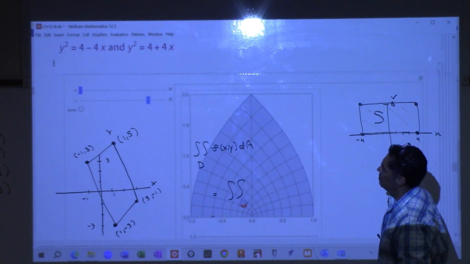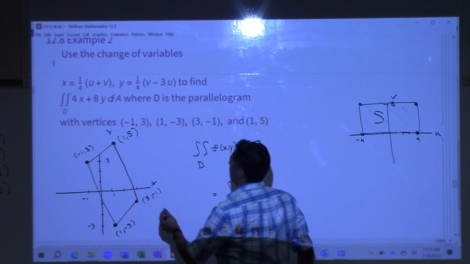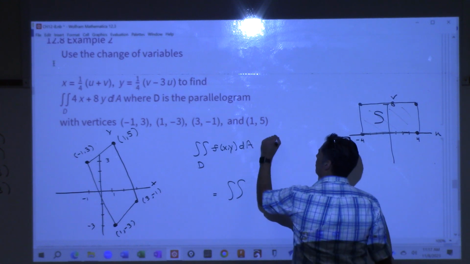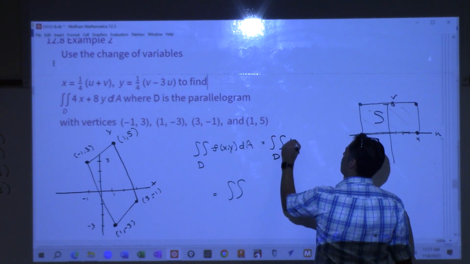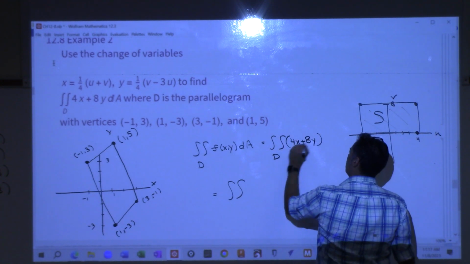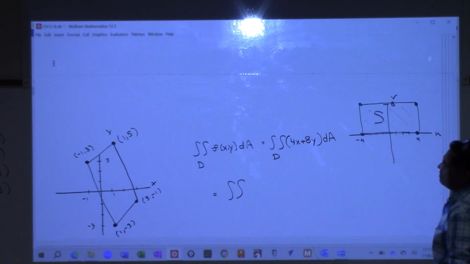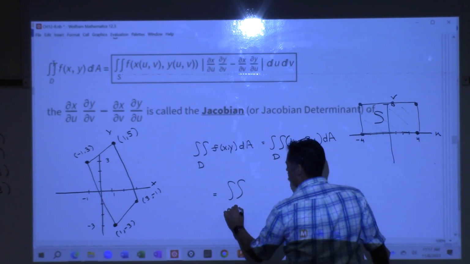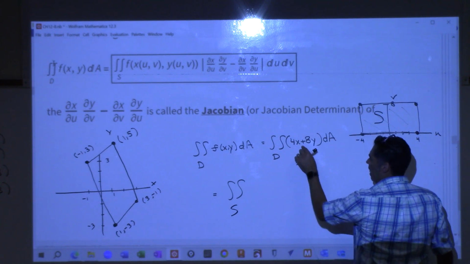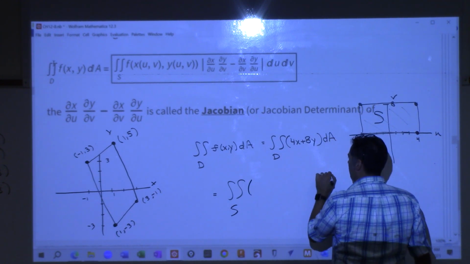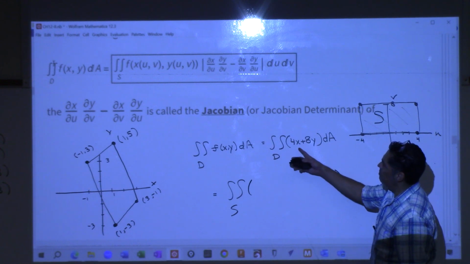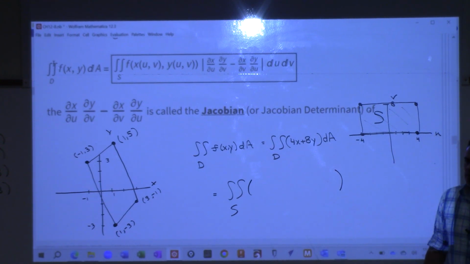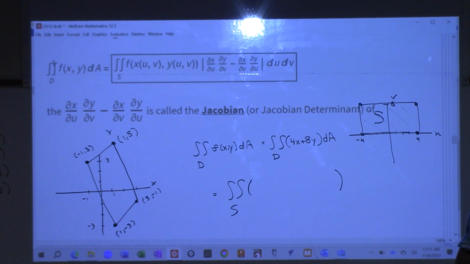Let me go back to my example here. It was the original one. Let me just put it next to it. It was this over d of 4x plus 8y dA. Okay, so for us, that's now going to become the double integral over s. Okay, 4x plus 8y. All right, but 4 times x, what was x? I erased it. It was 1/4 u plus v. So what's 4 times 1/4 u plus v? It's just u plus v. So we get u plus v.